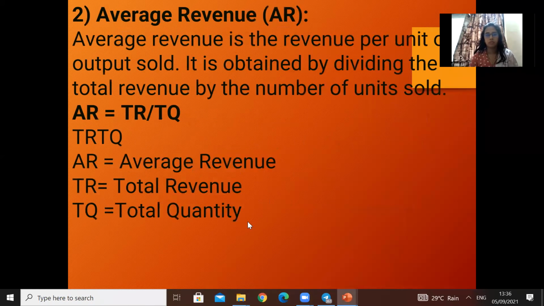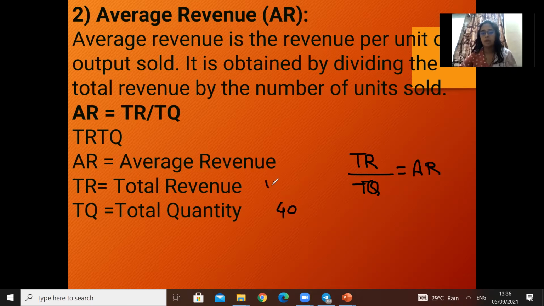Next, average revenue. Now see average revenue. Like average cost, total cost divided by units, in the same way total revenue divided by total quantity, so that you will understand on an average per unit how much I am getting. For example, in my example, we have seen that total revenue is 40 rupees as he is selling at 10 rupees per unit. So he is getting rupees 40. Total quantity we know is 4 Cadbury's. So if you divide it, you will understand per unit how much he got. Same way, TR upon TQ. Remember the formula.